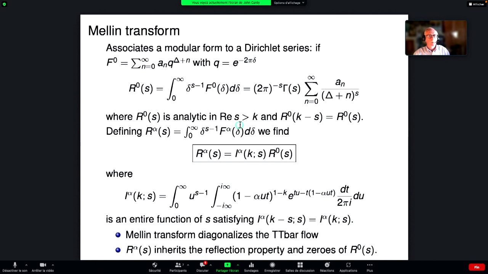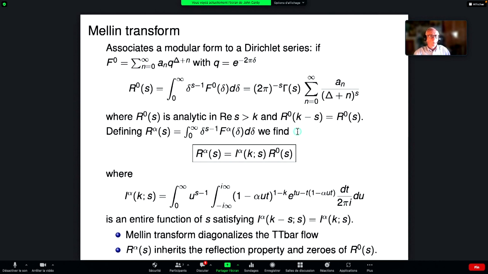And because of the modular properties of F, you can prove that as a function of S, this is analytic to the right of a certain strip, and it enjoys this reflection property. So the consequence of the modular property here is this reflection property. So the standard example is, if you take that Jacobi theta function that I wrote on the previous transparency and do this, you essentially get the Riemann zeta function.